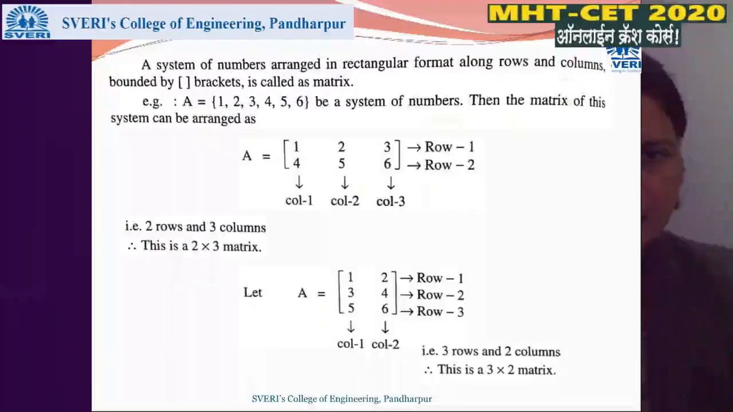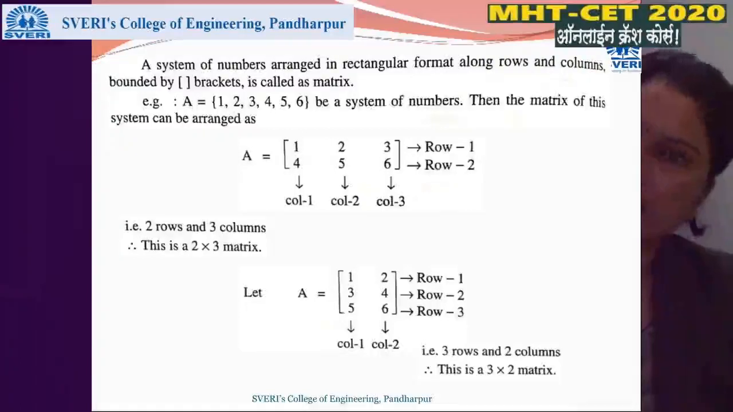Now this matrix has rows and columns. How many rows are there? There are 2 rows, the first row having elements 1, 2, 3, and the second row having elements 4, 5, 6. Similarly, there are 3 columns. The first column contains 1, 4, the second column contains 2, 5, and the third column contains 3, 6. So here there are 2 rows and 3 columns. So this matrix is of order 2 by 3.